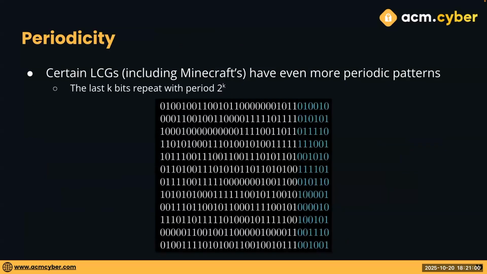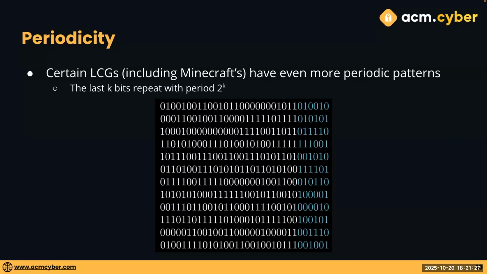Okay. So going back to the point about periodicity, certain LCGs, including Minecraft's, have even more periodic properties or patterns. Specifically, the last k bits of them repeat with period 2 to the k. So for example, this is a sequence of numbers that the Minecraft LCG could generate. So we put these all in binary form. If you guys are unfamiliar with that, it's just base 2. You take the number, instead of in base 10, you write it in base 2, and it represents the same number.